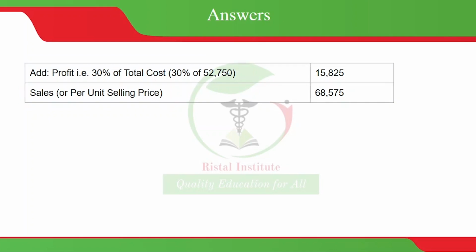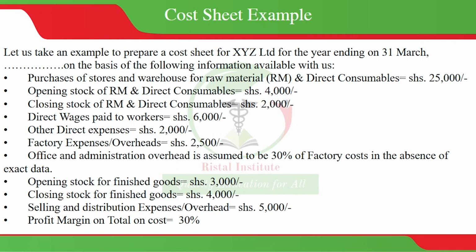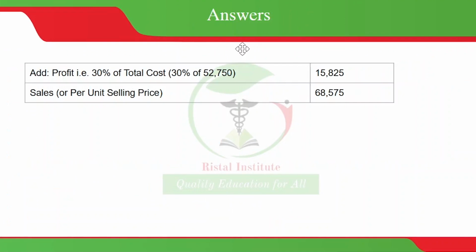So that is how we calculate the cost sheet. We have come to an end. This is our sales, which we get as 68,575. Thank you. I've come to the end of this lesson. Have a great day.